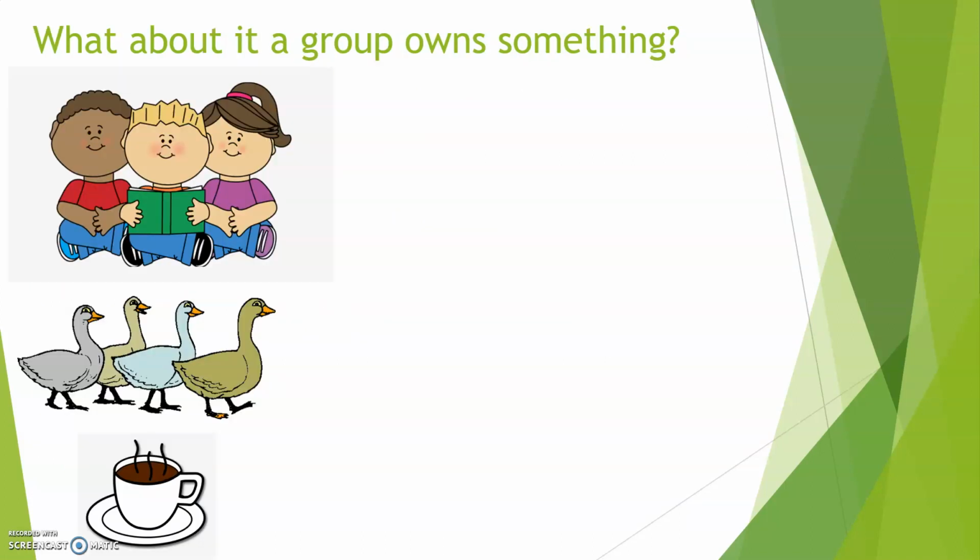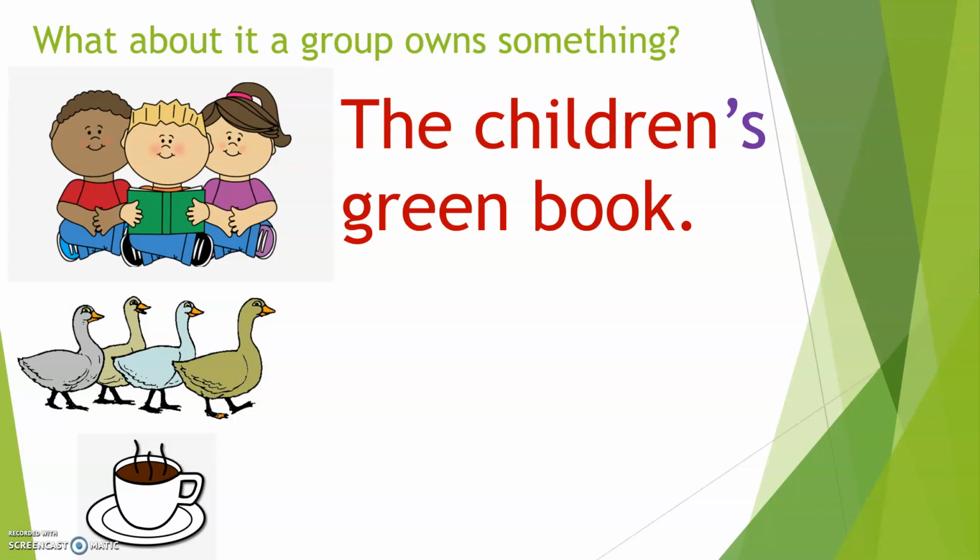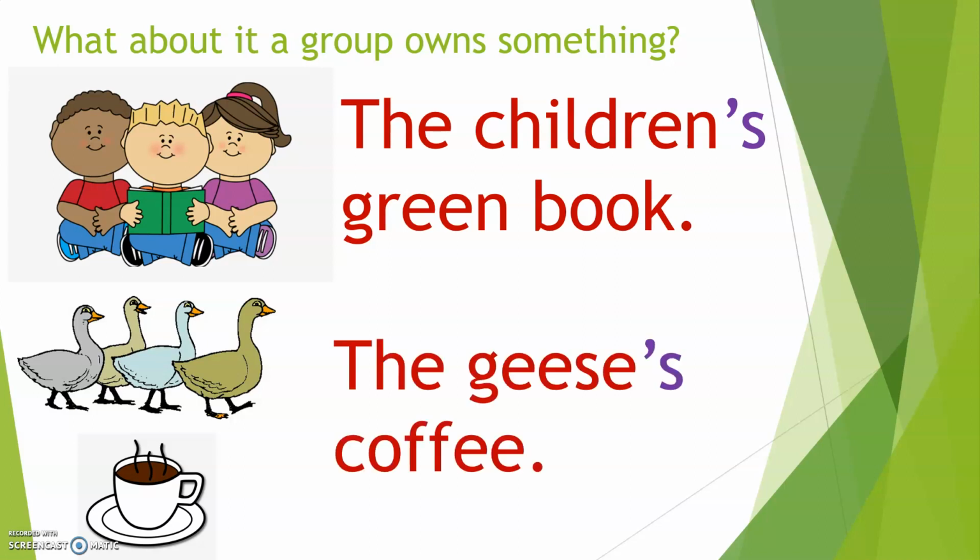What about, though, if the noun is not a singular noun and it's a plural noun? So rather than having a child, there are children. Rather than having a goose, there are geese. So let's have a look, shall we? The children's green book. You can see the same thing again. The noun has changed from child to children, but again we have an apostrophe S to show you that that group of children own the green book.